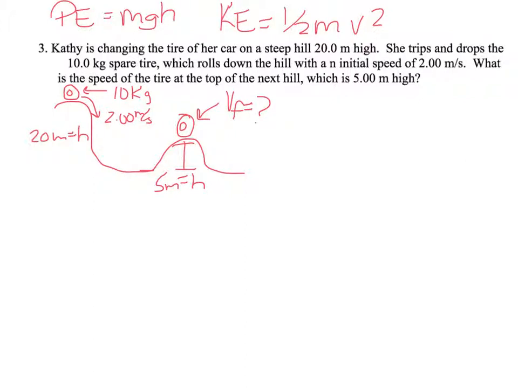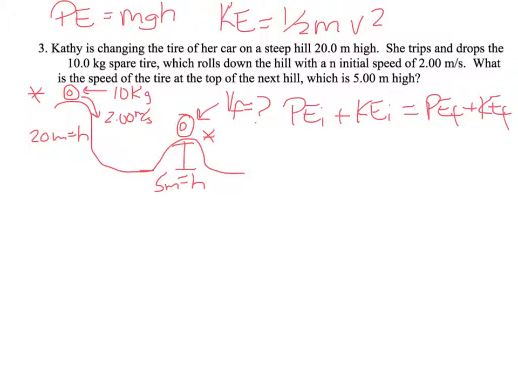Well, we know that the entire starting system of energy for the beginning part of the tire up at the top here should be equal to the final total energy at the top of this hill. And we state that through the conservation of energy, which can be written as the initial potential energy of the tire plus its initial kinetic energy should be equal to the final potential energy of the tire and the final kinetic energy of the tire.